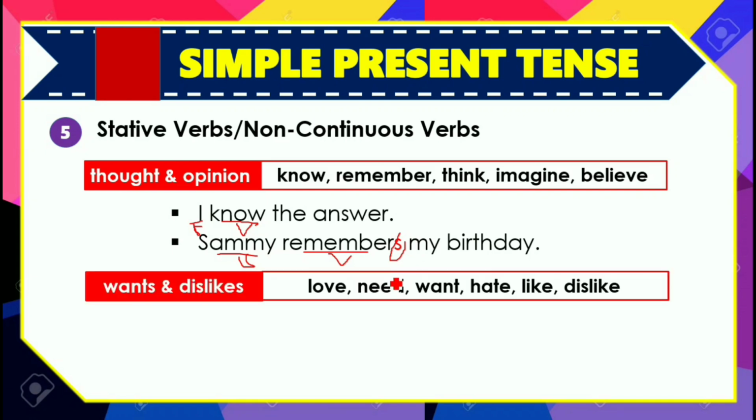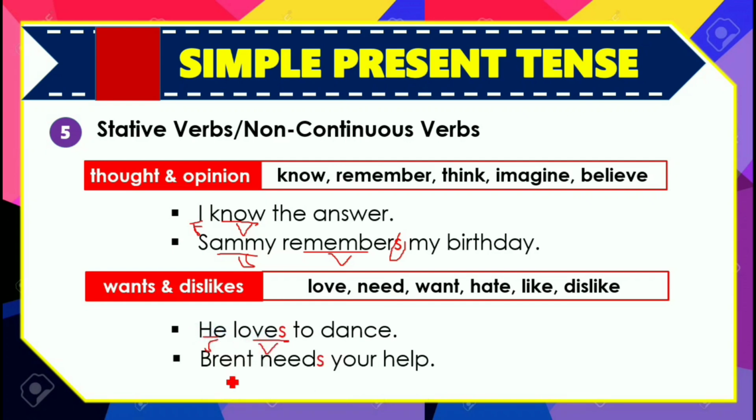Similarly, stative verbs relate to wants and dislikes. Some of the verbs are love, need, want, hate, like, dislike. For example, when we say he loves to dance, he is our subject. It is a stative verb. Brent needs your help. Subject is Brent. Needs is our verb, singular. We have a singular verb, so we need to put an S. So it's not correct to say Brent is needing your help. We should use the present tense of the verb, so it should be Brent needs your help.